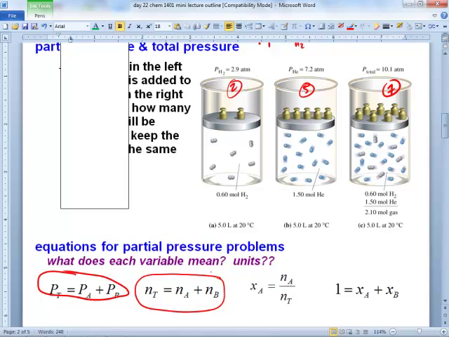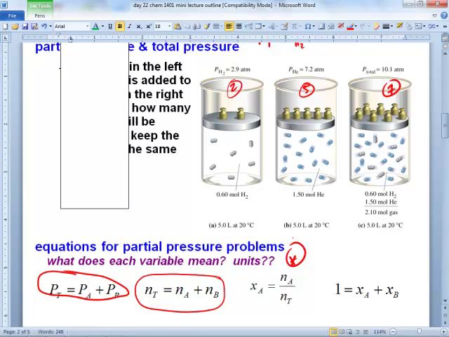NT equals NA plus NB. What was little n? N was moles. So probably the total moles equals... Yeah, they don't. That's why they're weird. Why don't they stick with partial moles? They don't. The total moles is the sum of the moles of gas A. You know, just add up all the moles of all the gases present, and you get the total moles. That kind of makes sense. But yeah, they don't use the word partial anymore. This one's kind of odd. I don't think we're going to use it much, but we better be prepared in case it's in the homework.